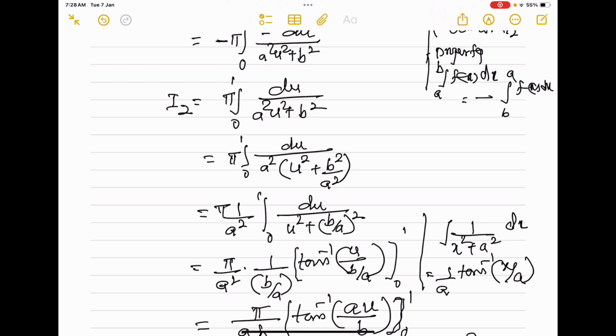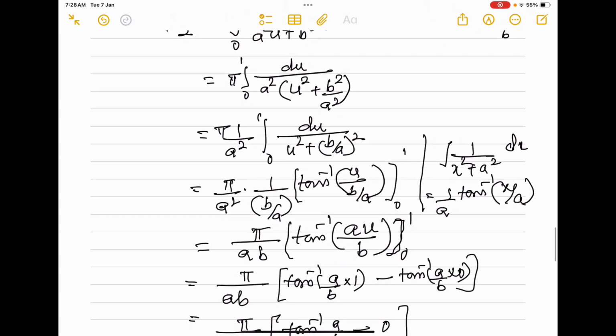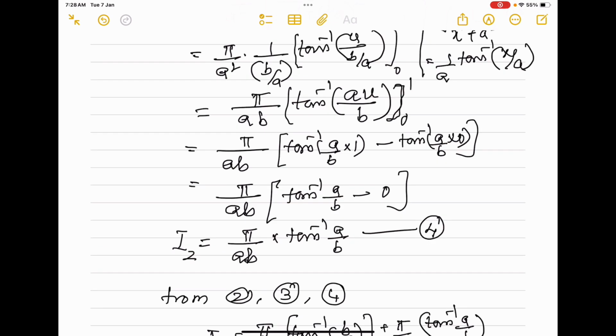That is pi by a square into, here the answer is 1 by b by a tan inverse u by b by a. That's equal to pi by a and a cut, ab, pi by ab tan inverse a by b into u. That is pi by ab into tan inverse a by b u within the limit 0 to 1. That's equal to pi by ab tan inverse a by b into 1 minus tan inverse a by b into 0. That's equal to pi by ab into tan inverse a by b minus 0. I2 equal to pi by ab into tan inverse a by b, equation number 4.